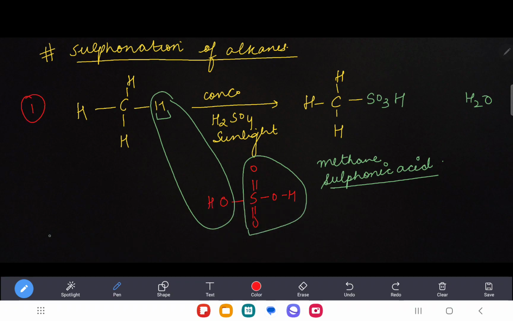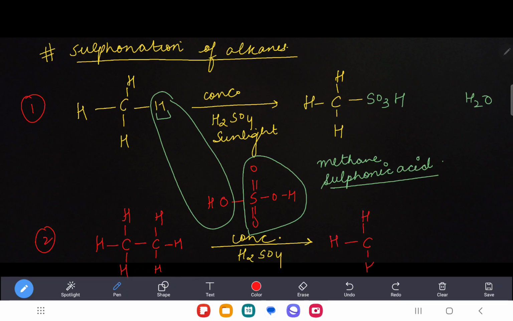So for example, this is one. The second part would be ethane, where we have these H's right here, and if you add concentrated H2SO4 to them. I hope you're understanding now. So what is happening in alkanes? The substitution is taking place. So with concentrated sulfuric acid, it would be like this: CH3, CH2.